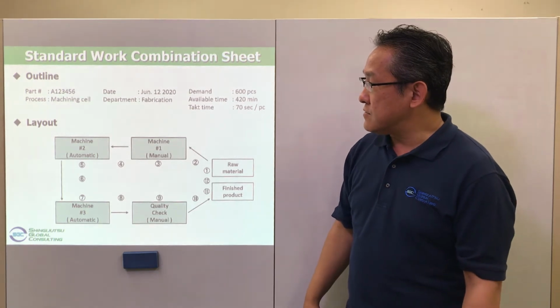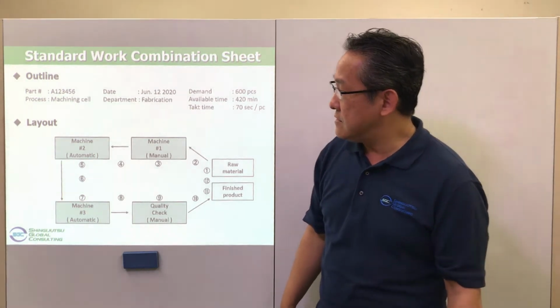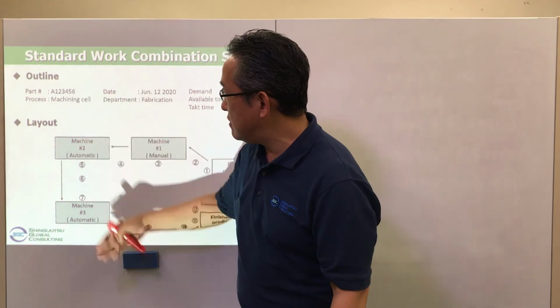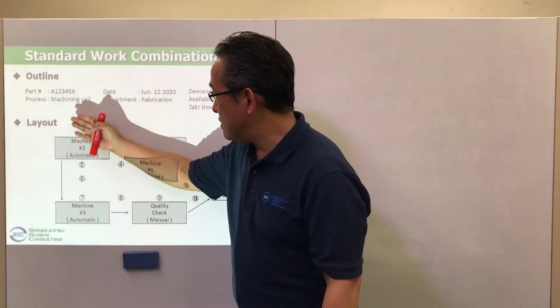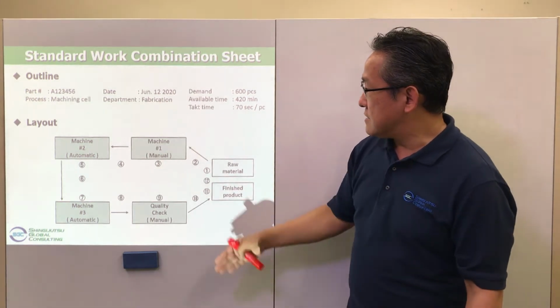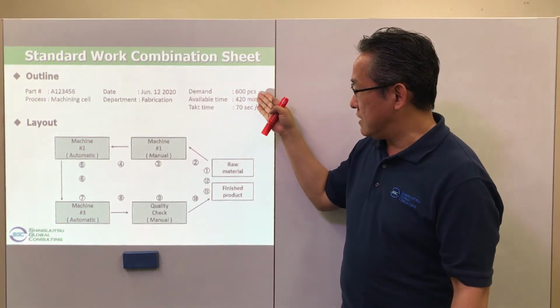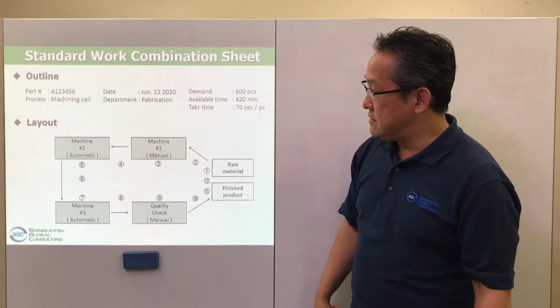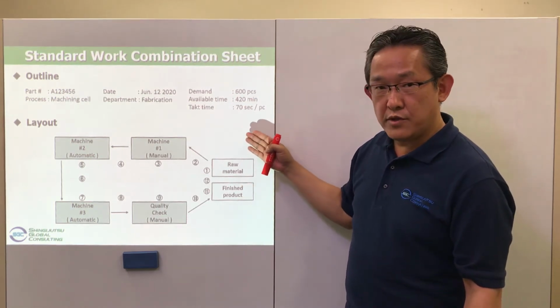Now I'll talk about the production process outline. It includes the product part number, process name, date, department, demand count, and available time, and this gives the takt time. Next, the layout and flow.